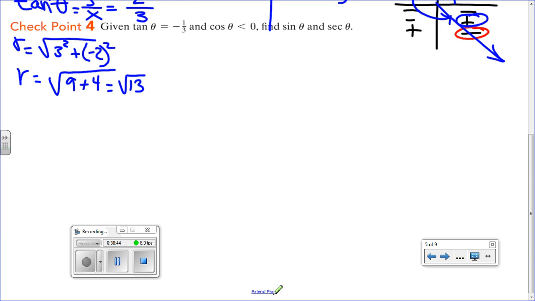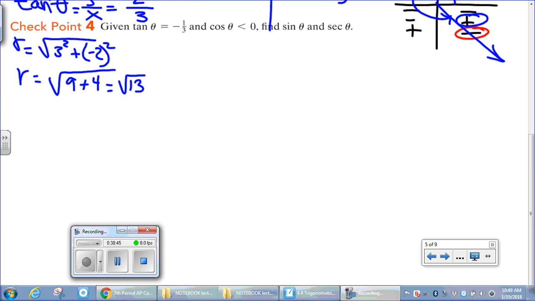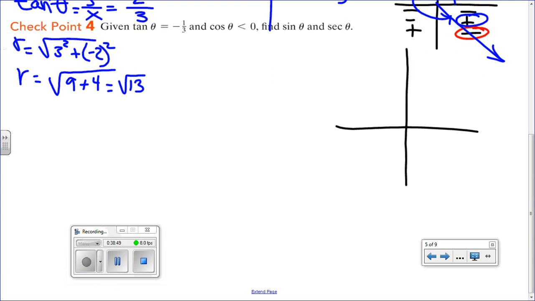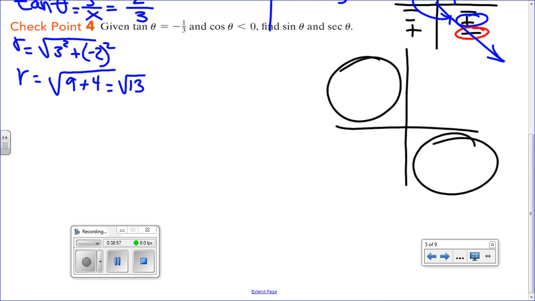Hold on, guys. Okay, so we're talking about something where the tangent happens to be negative. So that could occur in quadrants 2 or 4, correct? And they're telling us that the cosine is positive. So that could only occur in quadrants 1 and 4. So the one where both occur will be quadrant 4, correct?